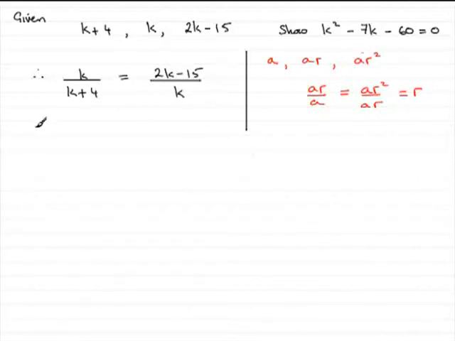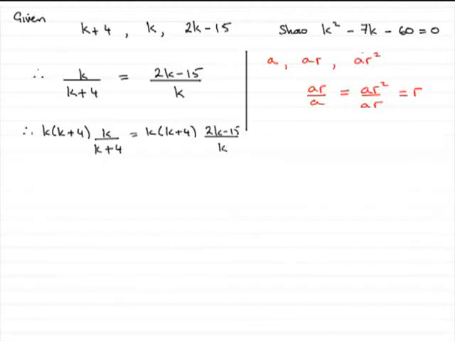Now, all I need to do is to multiply both sides by k plus 4. So if I multiply the left hand side and the right hand side by k plus 4, let's just write that in here, 2k minus 15 all over k, then what we see is that this cancels out with this one and k cancels out with this k here, and so if we put that in brackets there, all we need to do is just expand this and we get k squared equals, and then we have k plus 4 multiplied by 2k minus 15.